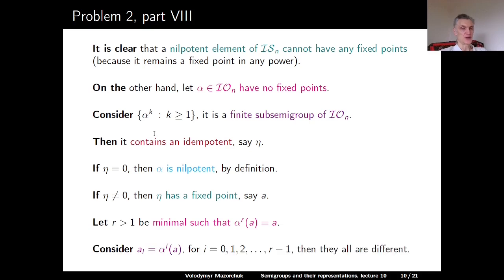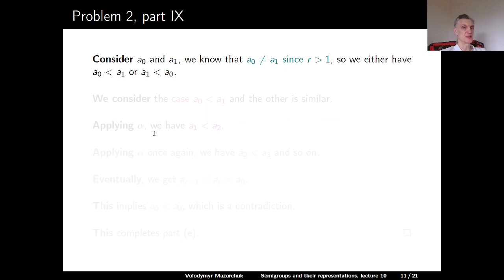Consider the points A_i defined as alpha to the power i of A, where i is 0, 1, 2, and so on, R minus 1. All these points are different by our assumption. Now let us look at points A_0 and A_1. We know that they are different because R is greater than 1. So we either have that A_0 is smaller than A_1 or A_1 is smaller than A_0. So we consider the first case, and the second case is similar.